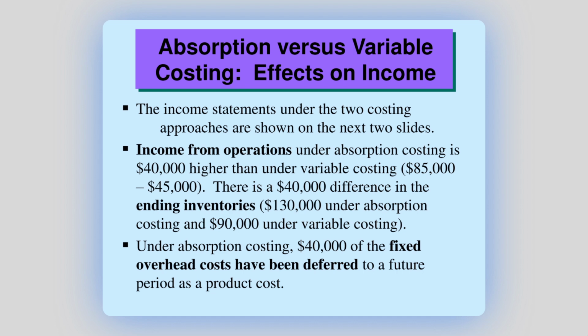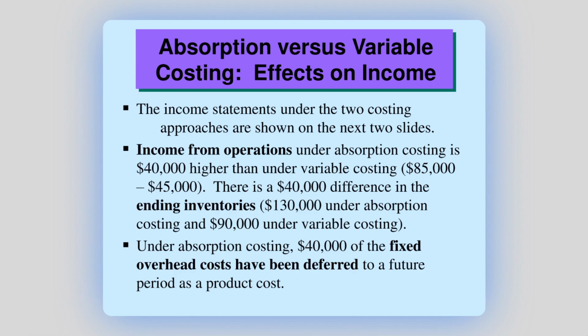85 minus 45, there would be a difference of 40,000 because you have ending inventories of 130,000 under absorption costing and 90,000 under variable costing. Why? Because the 130 is first considered as inventoriable. So under absorption costing, $40,000 of fixed manufacturing overhead has been deferred. We defer it until we sell it and it becomes part of our finished goods.